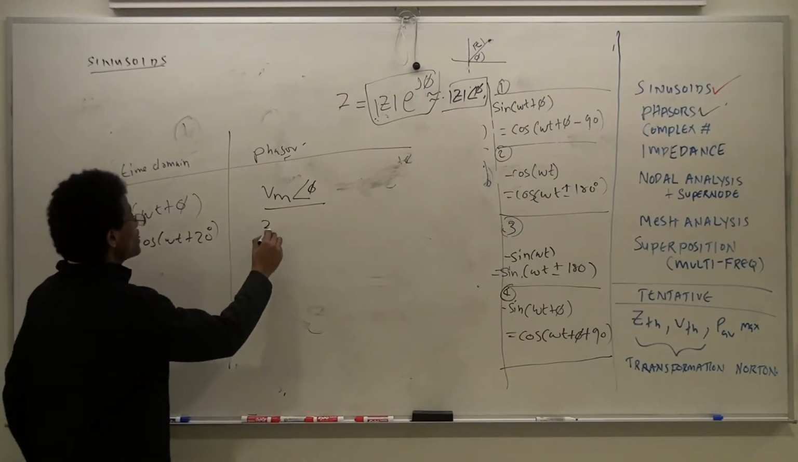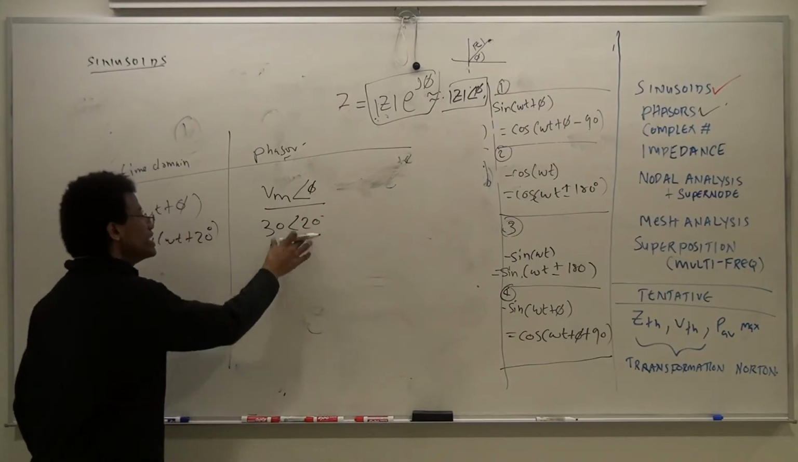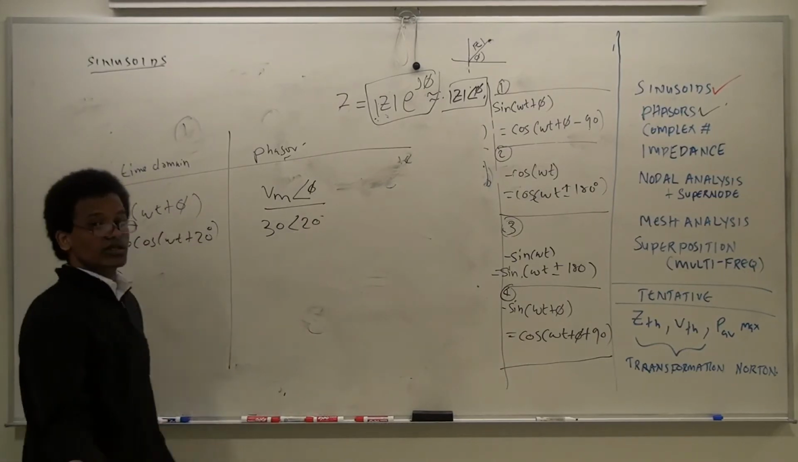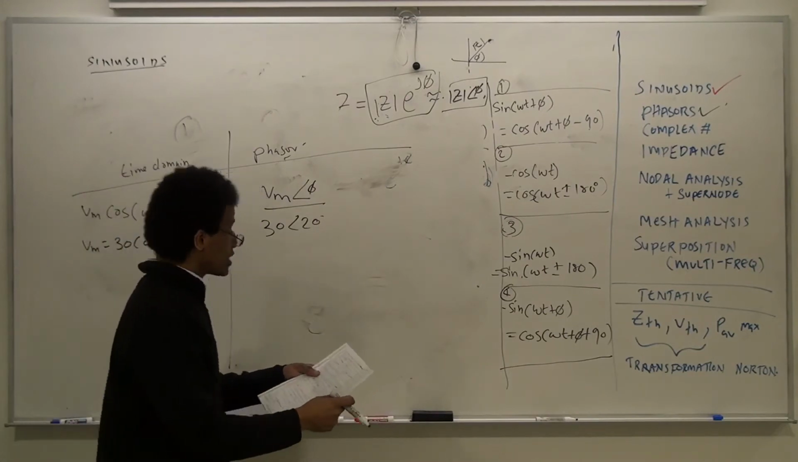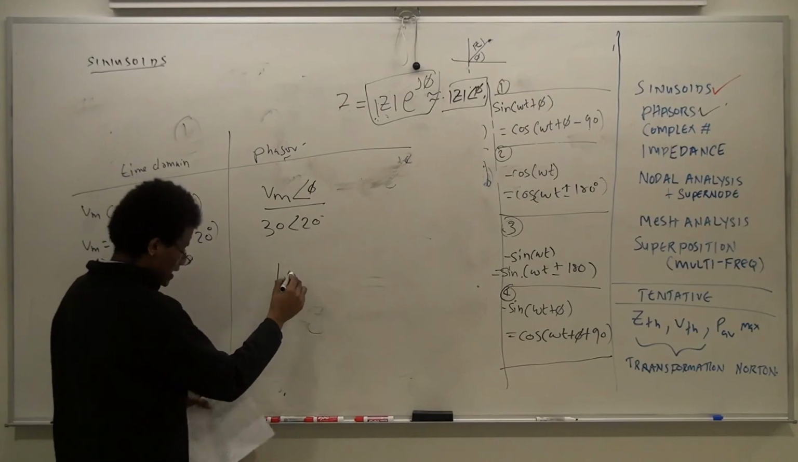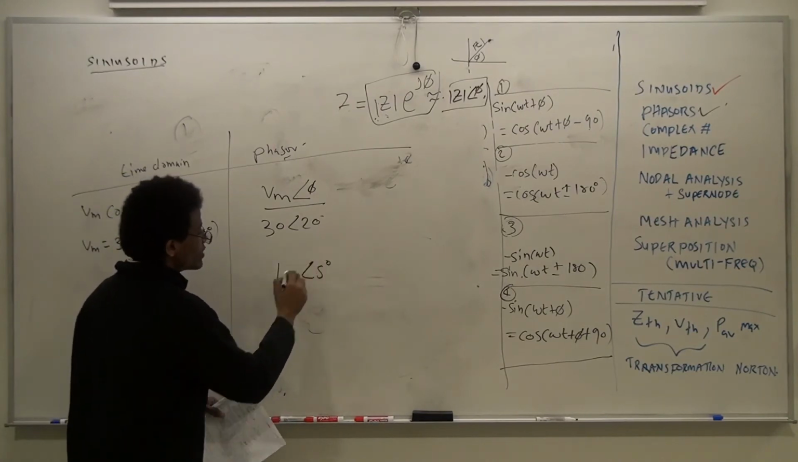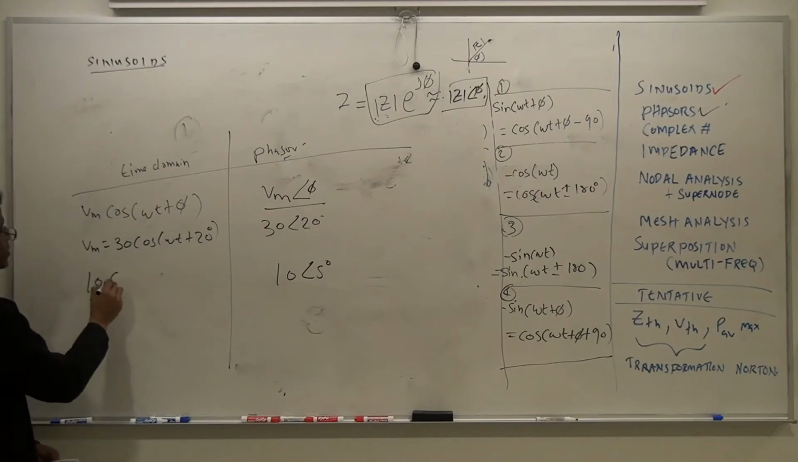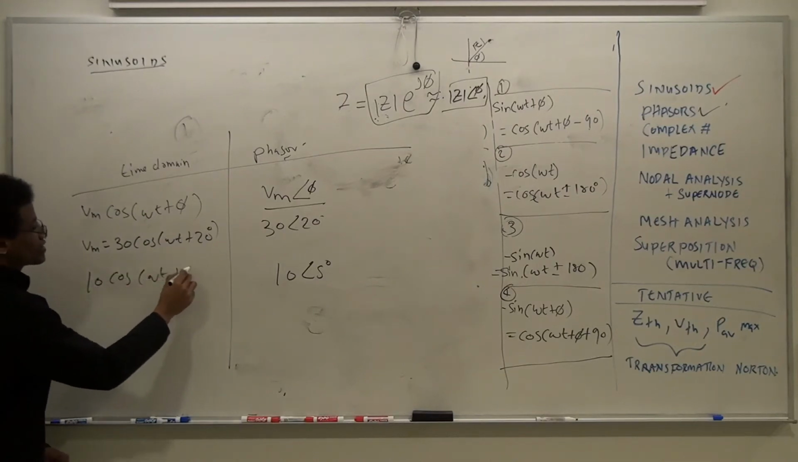30 angle 20. Remember, the idea is we're just trying to represent the amplitude and phase of a sinusoid. It's really that simple. Now let's try the other way around. Somebody gave you 10 angle 5 degrees. That is 10 cos omega t plus 5 degrees.